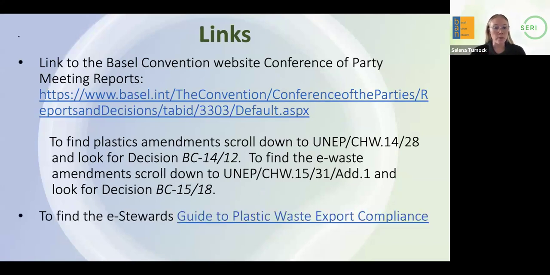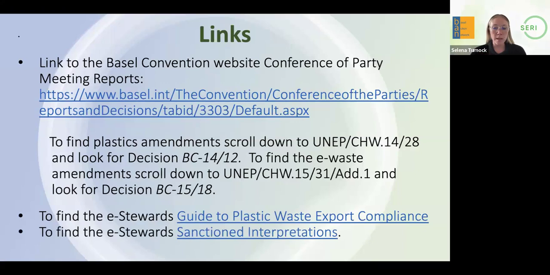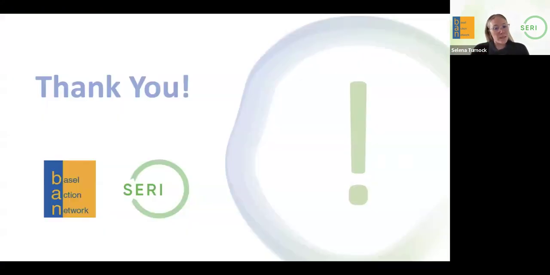There are also some reference links here to our guide for plastic waste export compliance, which is available on our website, as well as the recently published sanction interpretations that further describe those changes that were made as far as the definition of where these Y48 and Y49 wastes fall. So I think that's pretty much everything. Thank you all so much for sitting through this.